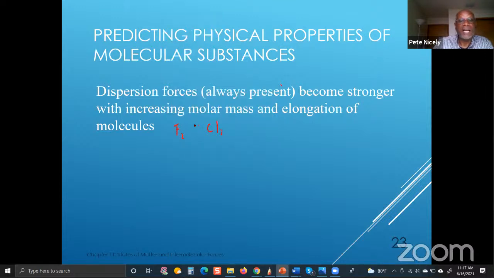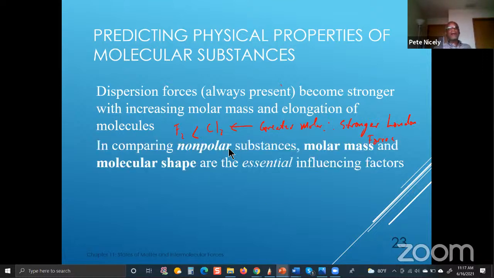Okay, so if you compare fluorine to chlorine, what you'll find is that chlorine has a greater molar mass, and therefore will have stronger London forces between its molecules compared to fluorine. And that's because chlorine has a greater molar mass.